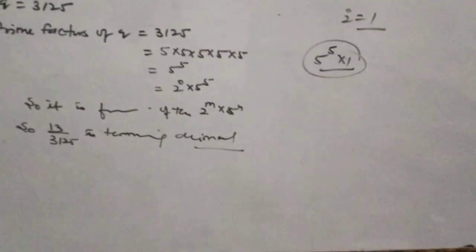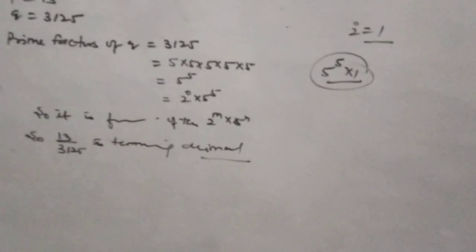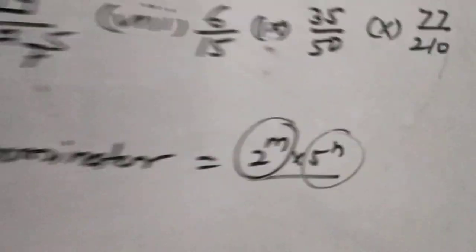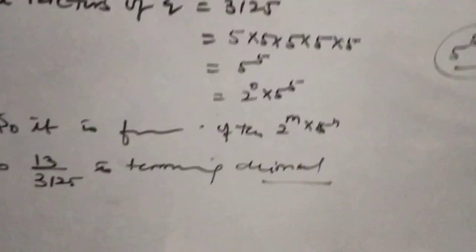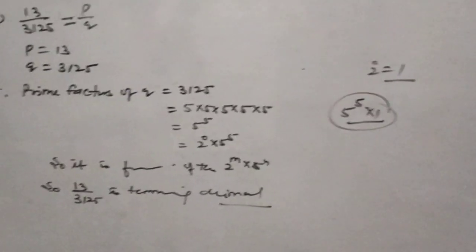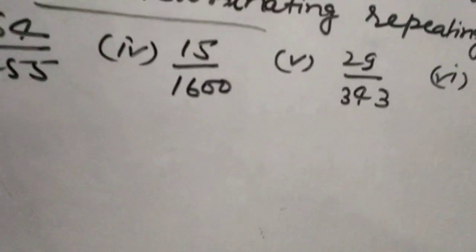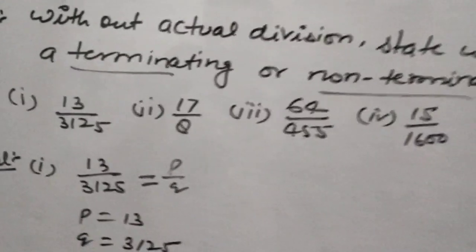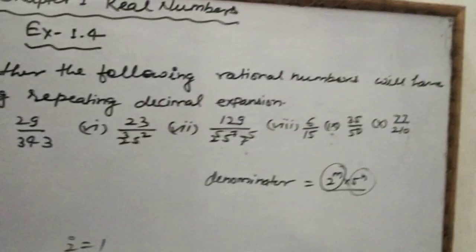If you find 2 to power m and 7 to power n, then you write that it is a non-terminating decimal, because this denominator is not in the form of 2 to power m into 5 power n. If you find 5 to power n or 3 to power n, then you can also write that the rational number is not a terminating decimal, it is non-terminating. So students, solve all the remaining parts with the help of this solution.